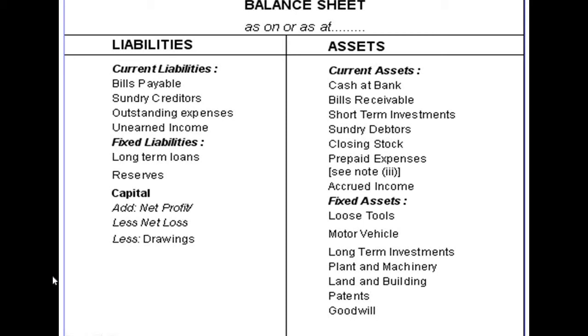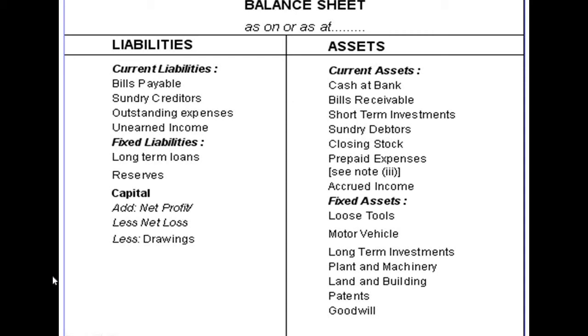What do fixed liabilities mean? The liabilities which are repayable after a long period of time are known as fixed liabilities. That is, they do not become due for payment in the ordinary course of business, which is a relatively short period. So, fixed liabilities are long-term loans and reserves.